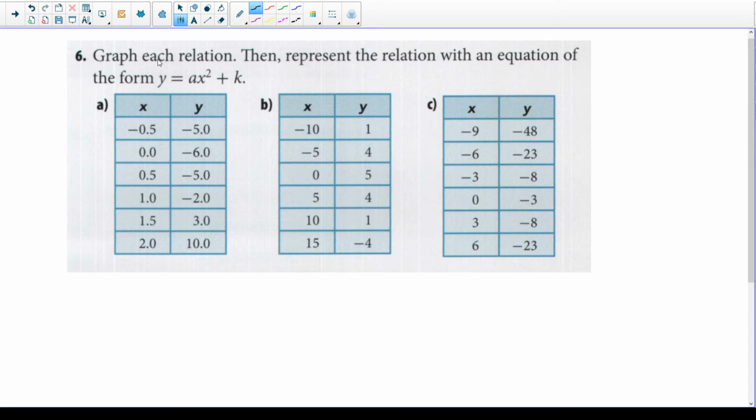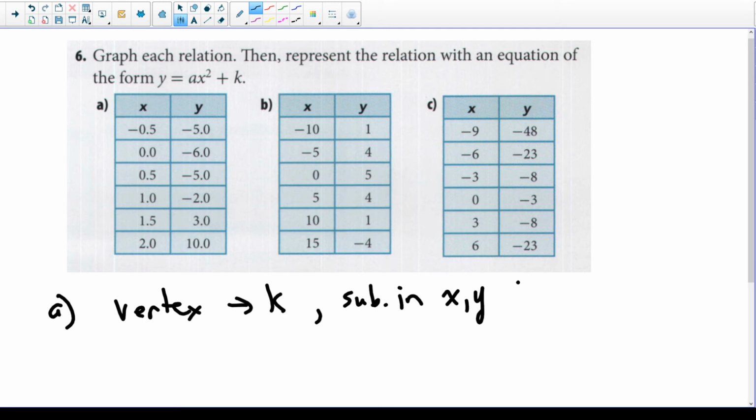What we need to do, and we're going to do letter A together, is we need to find the vertex, and that's going to give us our k value, and then we're going to sub in an x and y to find our a value. So those are the steps we always follow, okay? So if this was on a graph, we could just read the vertex right off the graph, but how do we do it in a table of values? How do we find the vertex in a table of values?